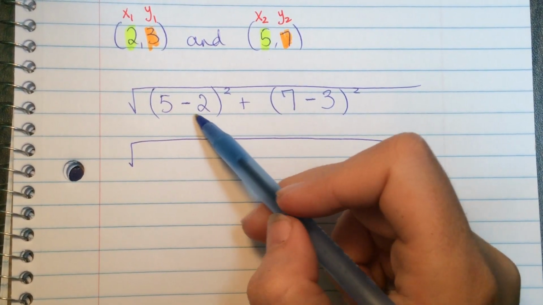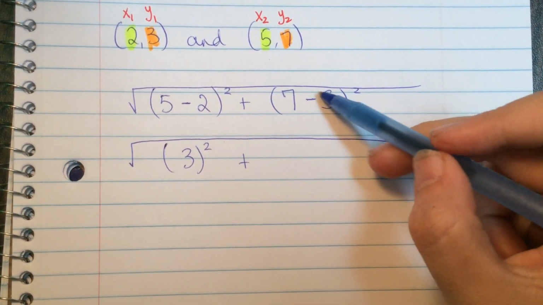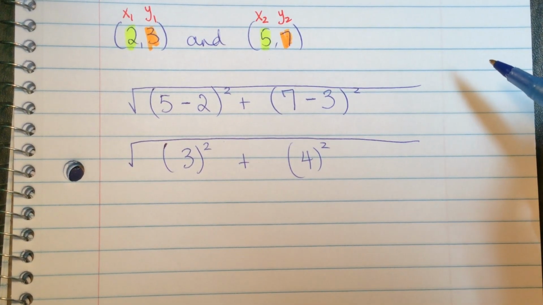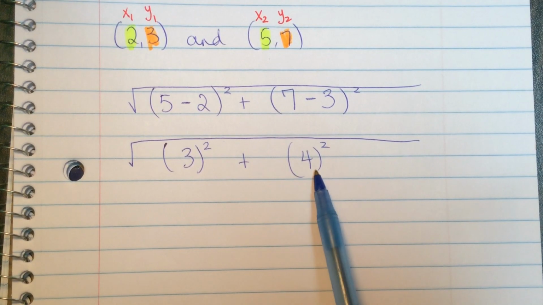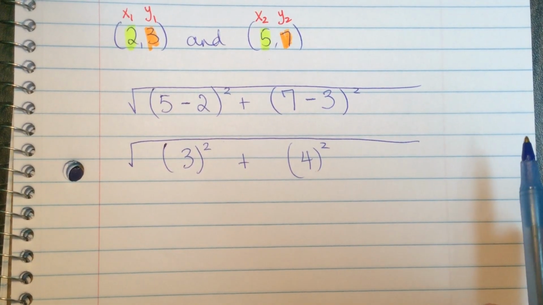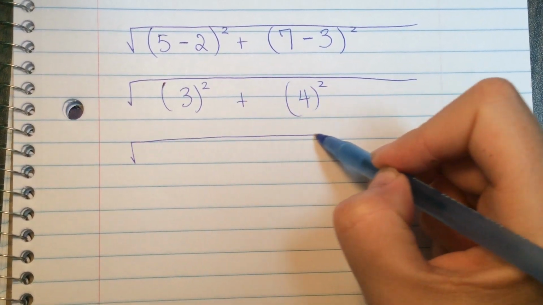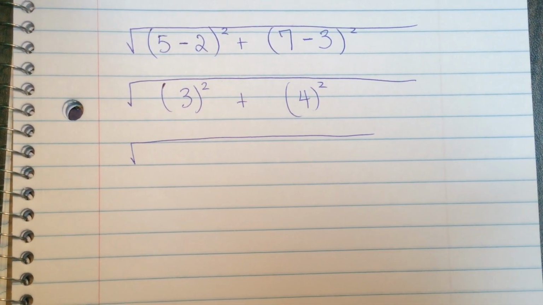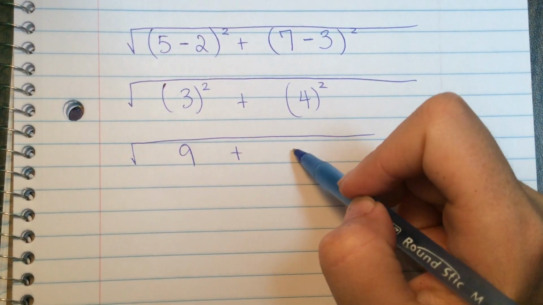Well, 5 minus 2 is 3. And 7 minus 3 is 4. So this is where I am so far. I have 3 squared plus 4 squared. Well, if you don't know your squares, you can put them in your calculator. 3 times 3 is 9. And 4 times 4 is 16.